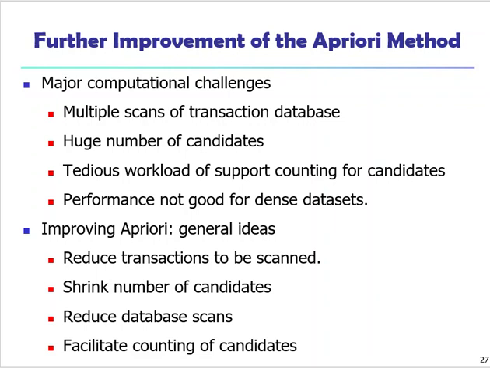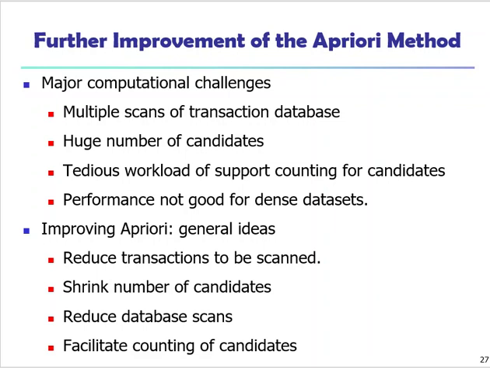And we also noted the Apriori property is useful for pruning candidates that are not viable. However, when you have a very dense database, the pruning process is very slow. So the performance is not good for dense datasets.